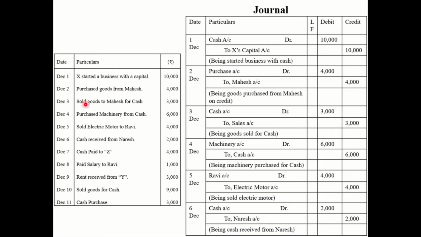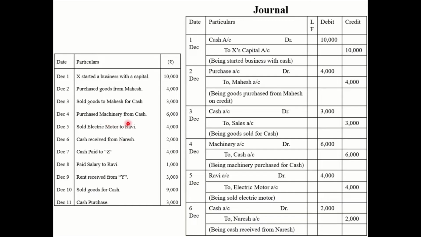3rd December, sold goods to Mahesh for cash. Here the transaction is in cash. That's why one account is cash, another is sales account. Cash and sales both are real accounts. Rule of real account is debit what comes in, credit what goes out. Cash is coming in, that's why cash account is debited. Goods are going out of the business, that's why sales account is credited with rupees 3,000. Narration is being goods sold for cash.